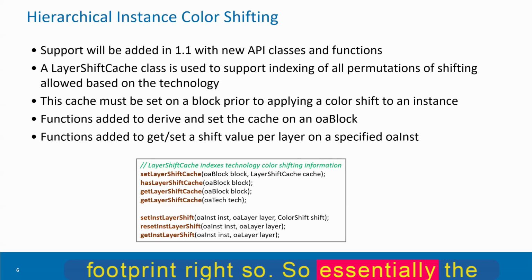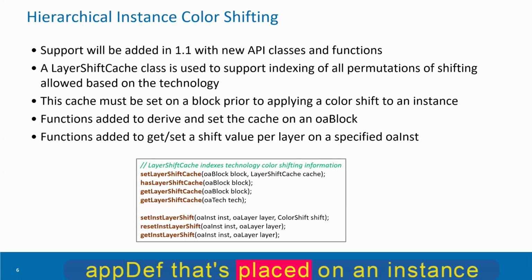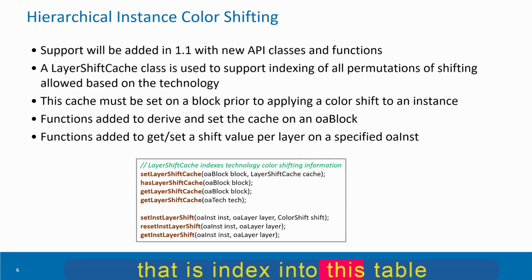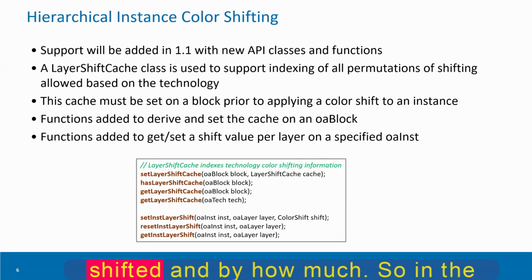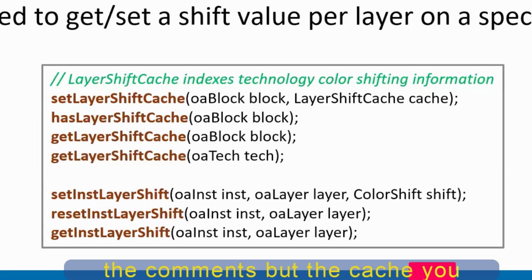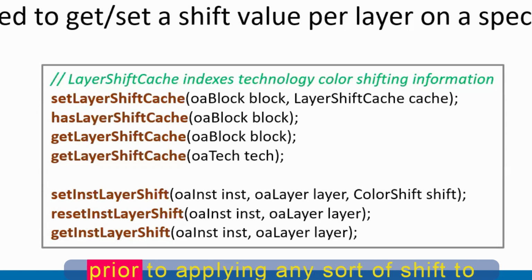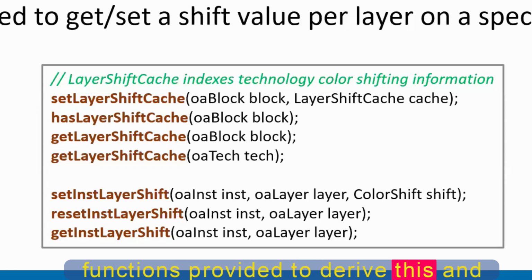So essentially the instance shifting is a single integer app def that's placed on an instance that is indexed into this table to get the exact layers that are shifted and by how much. In the API, this is going to be documented in the comments, but you need to set this cache on the block prior to applying any sort of shift to an instance. And then there'll be functions provided to derive this and set the cache, right?